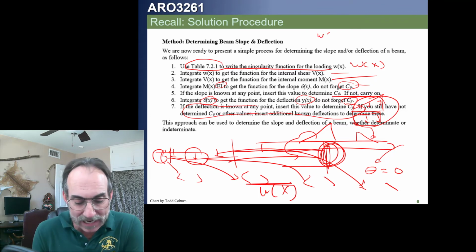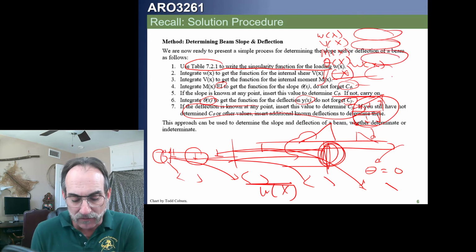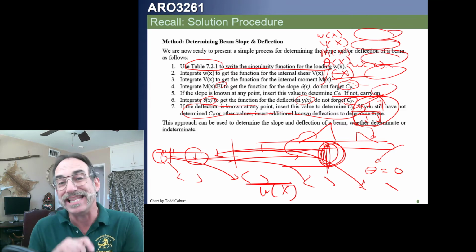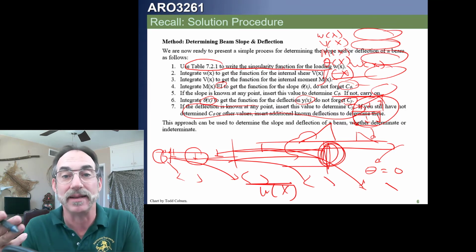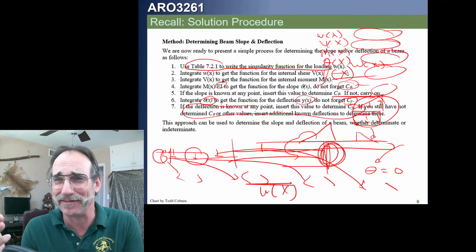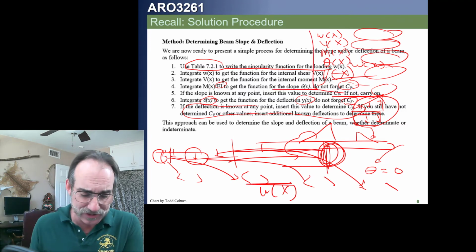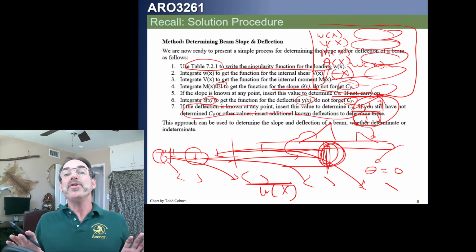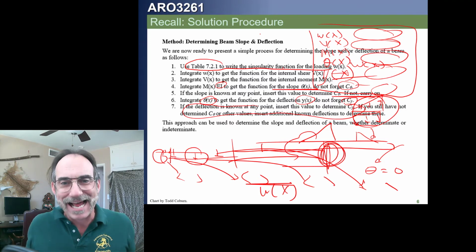When we end up, we're going to have an equation for w of x, an equation for v of x, an equation for the moment of x, then an equation for theta of x, and an equation for the deflection of x. All of these, for a correct answer, should then be simplified to the simplest form, just like simplifying fractions and such. Okay? That's how we do that. This is all old news that we learned last time.